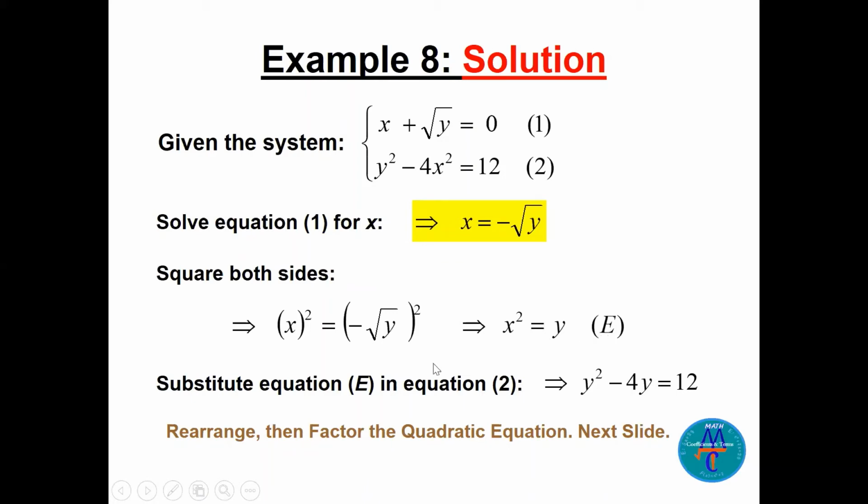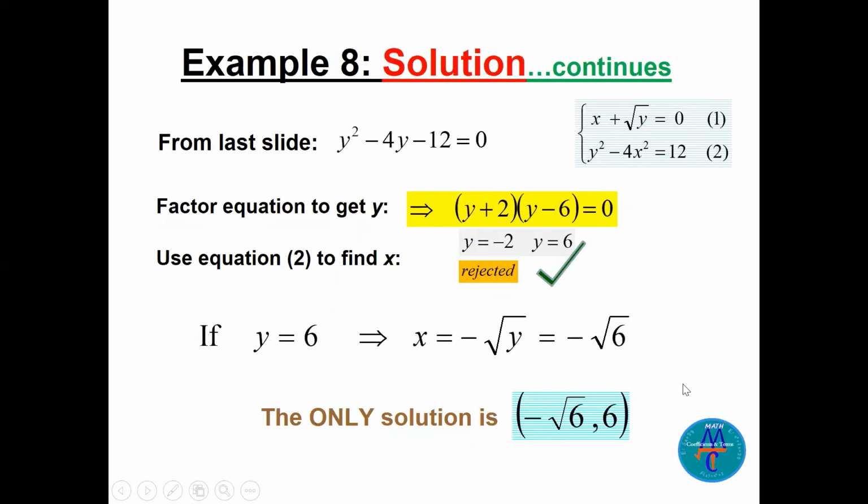So let's substitute now equation E in equation 2. We have here x squared, so I put here, instead of x squared, I put y. And I have already y squared minus 4y is equal to 12. Let's rearrange the equation, factor it, and find y. Y plus 2, when you factor this, y minus 6. Just be careful here. See, when you multiply, you get minus 6 plus 2. This is minus 4, correct? And plus 2 times minus 6 is minus 12.